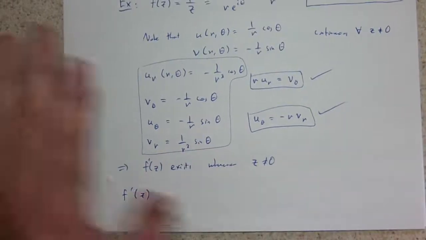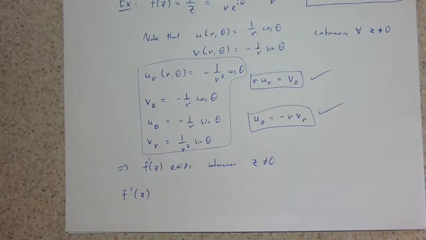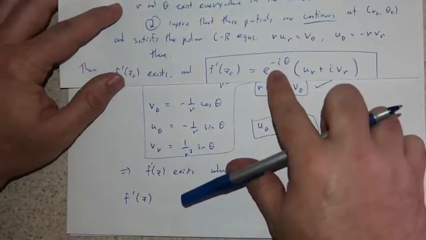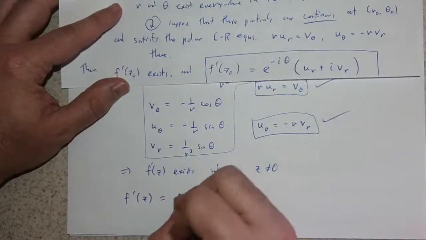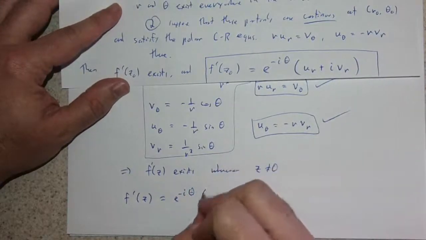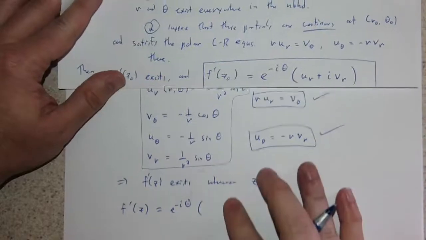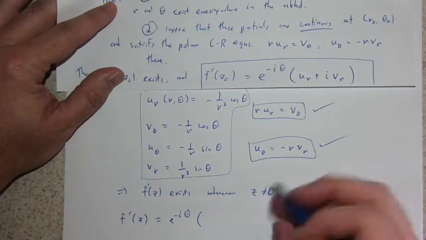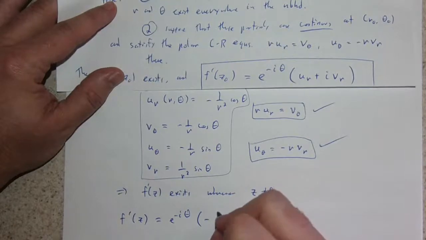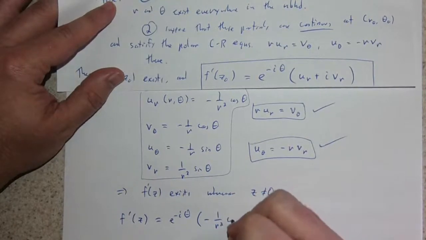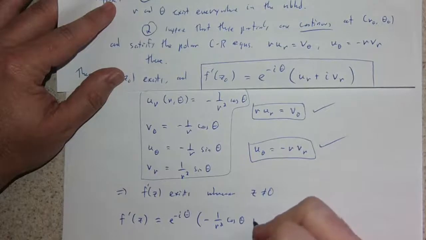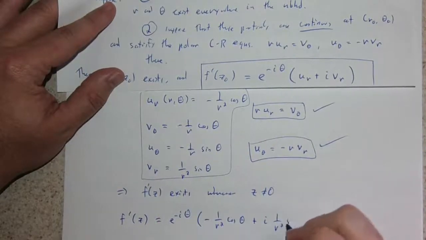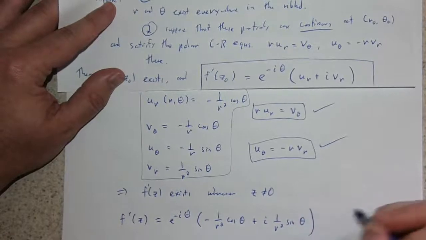of z, if I want to actually compute this, let's go back to my statement. This is e to the minus I theta times u sub r plus I v sub r. So u sub r here is minus 1 over r squared cosine theta plus I times v sub r, which is 1 over r squared sine theta. Okay.